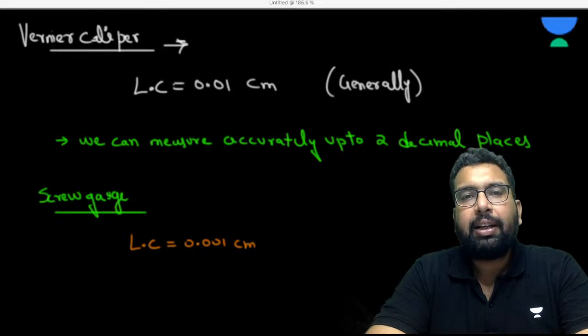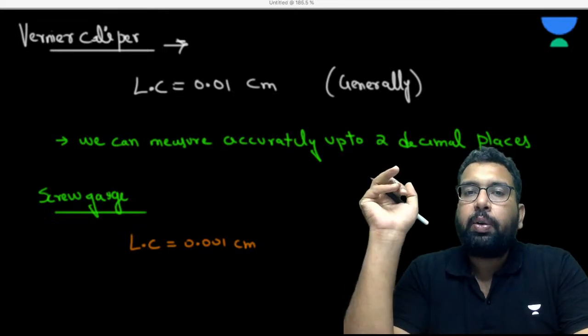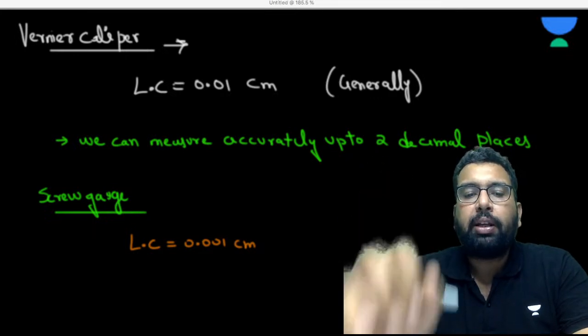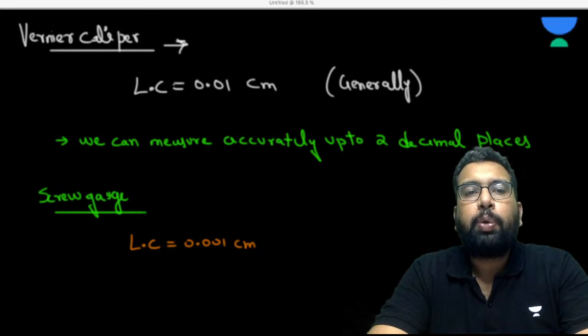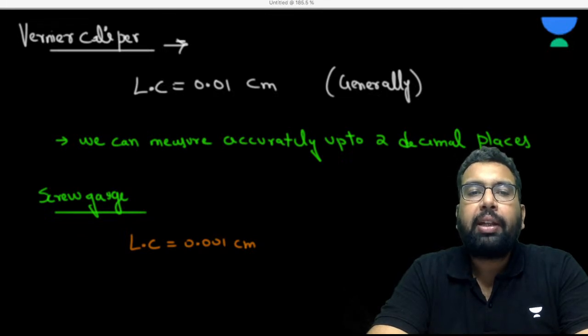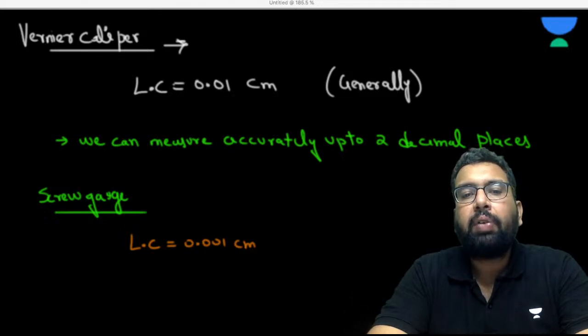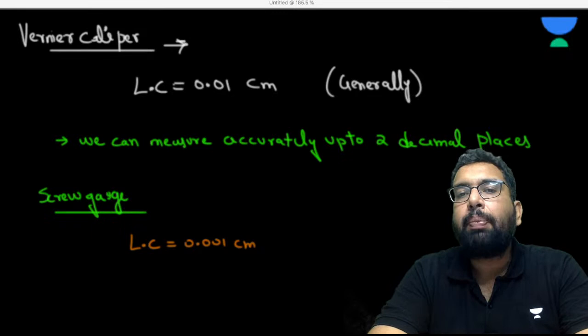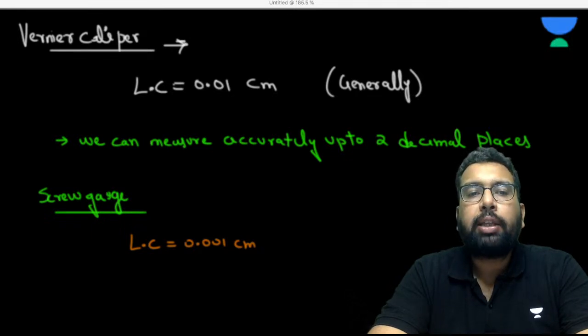So obviously, sir, you can correlate, no? For a meter scale, when the least count was 0.1, we could measure up to 1 decimal place accurately. When the least count was 0.01, as in the case of your Vernier caliper, you can measure up to 2 decimal places.